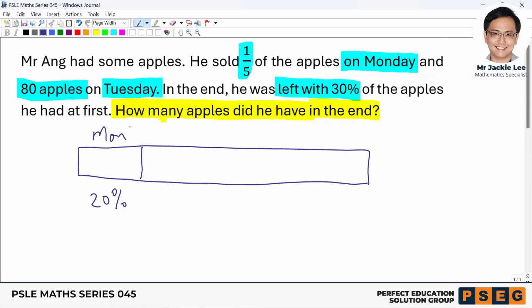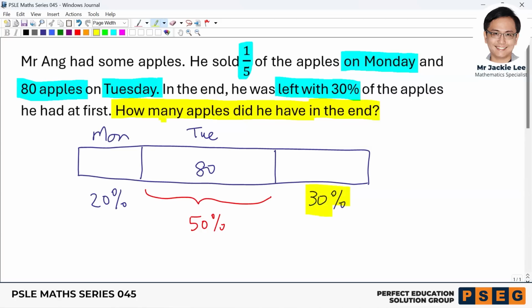Then on Tuesday, 80 apples. So let's say, for example, it is here. This is 80 apples. This is on Tuesday. Then he left behind 30%. Okay, all right. So I think obviously for Tuesday, it should be 100% minus 20% minus 30%. So this should be 50%. Am I right? Basically, the question is asking towards the end, how many apples were left behind?